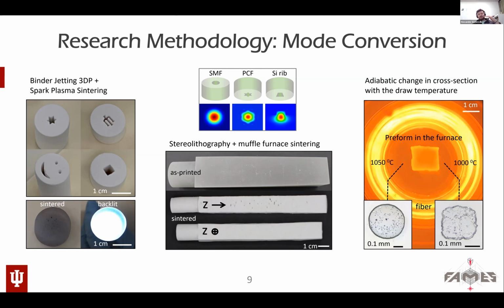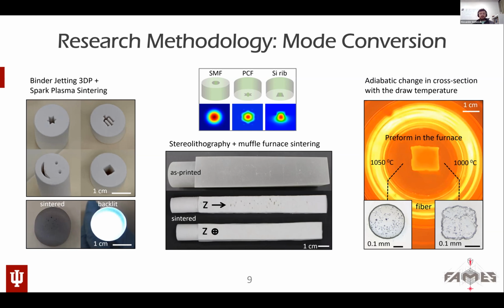But if in the draw process you raise the temperature slowly, you will end up eventually with a smoothened cross section into a cylinder. So here you have, just by change of the temperature during the draw, an adiabatic transition from a rectangular shape to a circular shape.